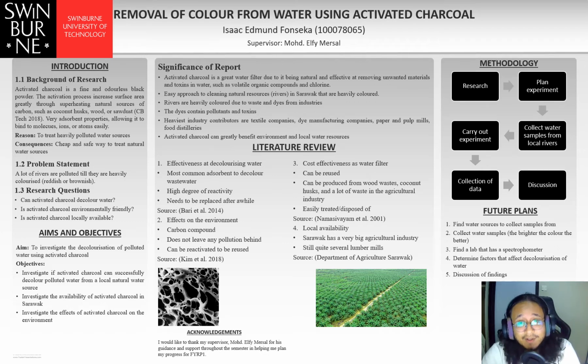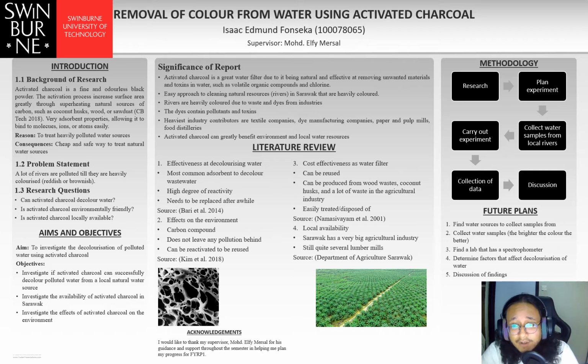So to begin, I will give a brief explanation on what activated charcoal actually is. Activated charcoal is charcoal that goes through an activation process, which turns it into a fine and odorless black powder. The activation process greatly increases the surface area of the charcoal through superheating natural sources of carbon, such as coconut husks, wood chips, or sawdust.